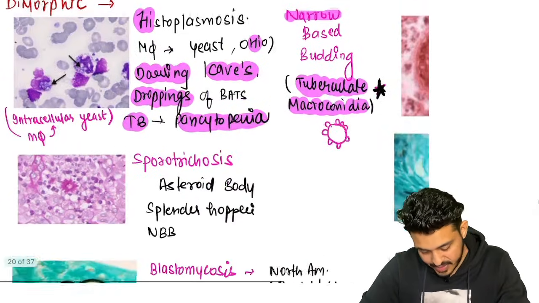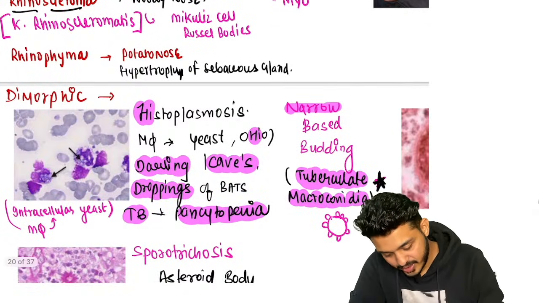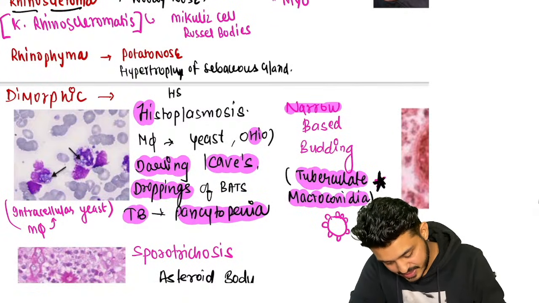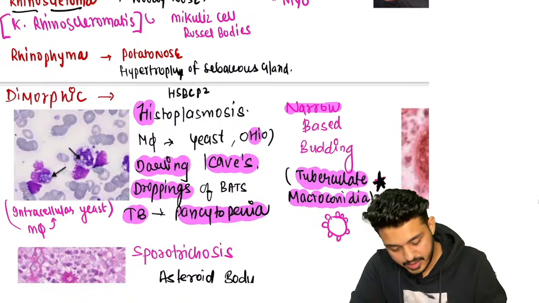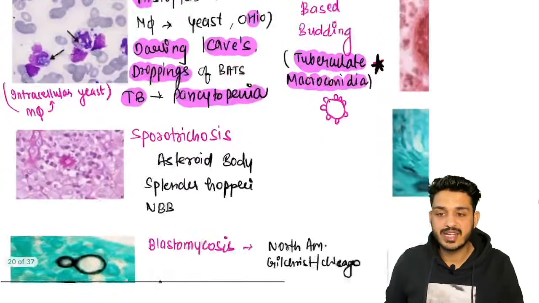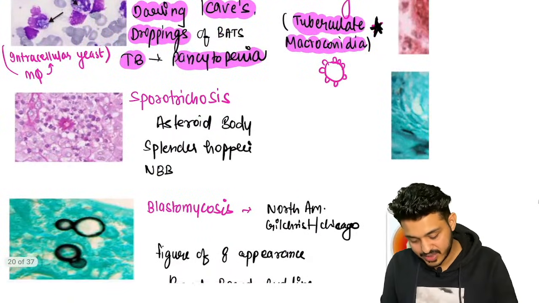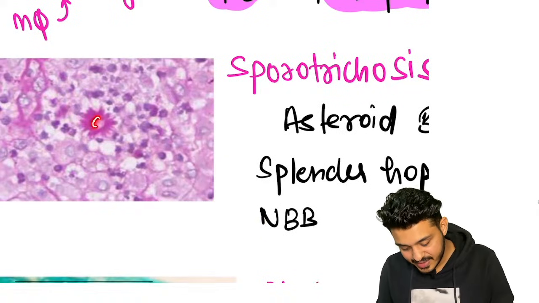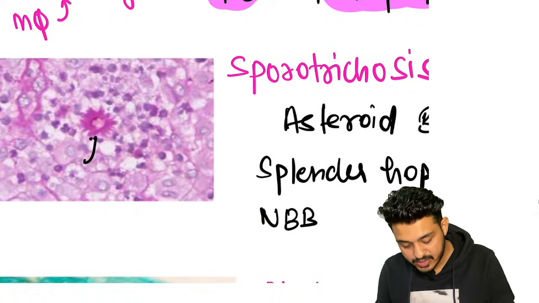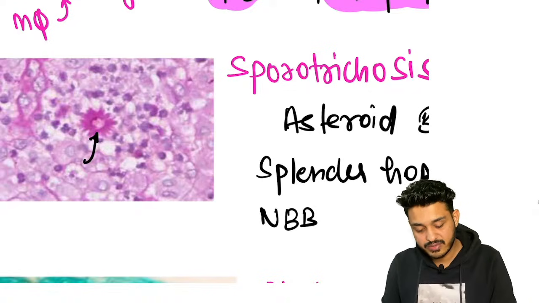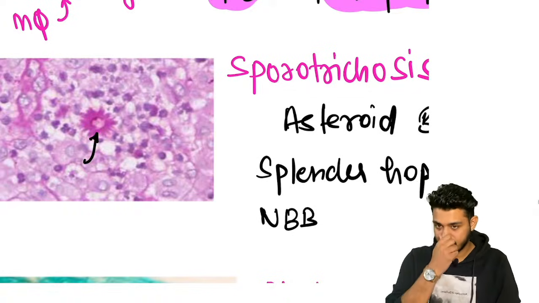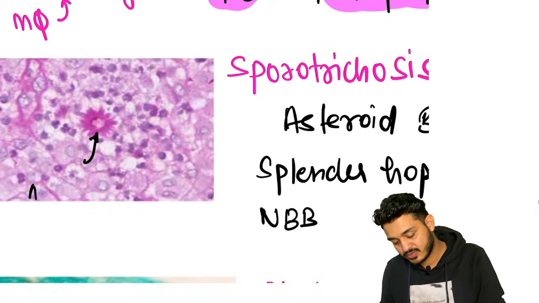Okay, next one is going to be S. What is the mnemonic we have learned? That is going to be HSBC P square, right? HSBC P square. Second one is going to be S for sporotrichosis. Remember, here the yeast cell is going to be surrounded by a pink eosinophilic material, right? Eosinophilic material means pink colored material is going to be there, and the yeast cell is going to be there. This complete entity is known as which body? This is known as asteroid body.